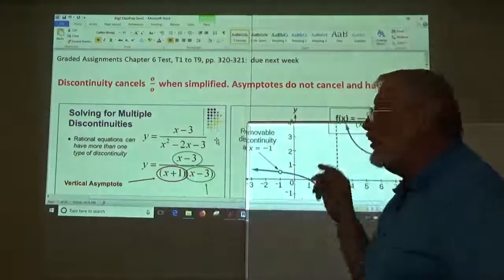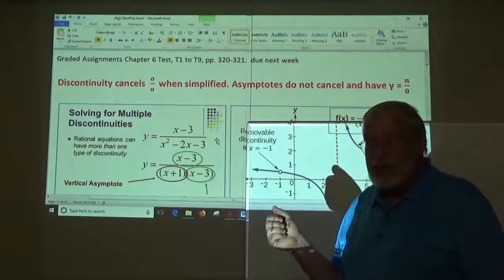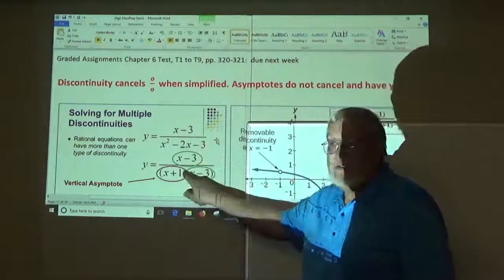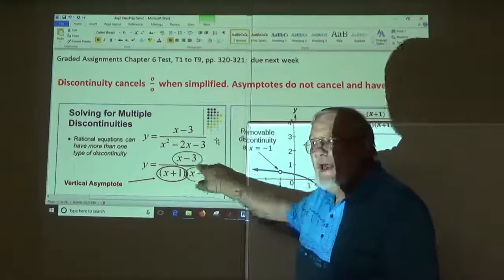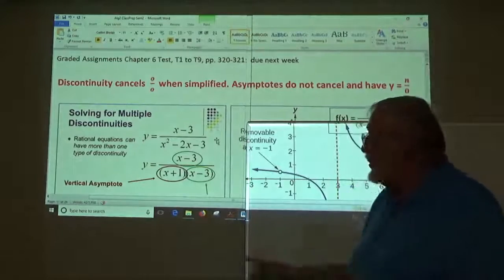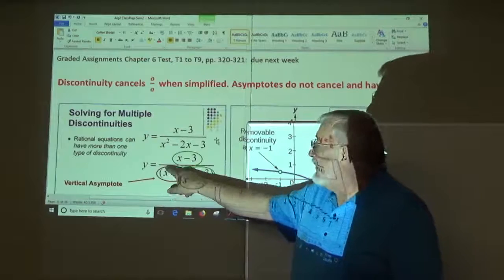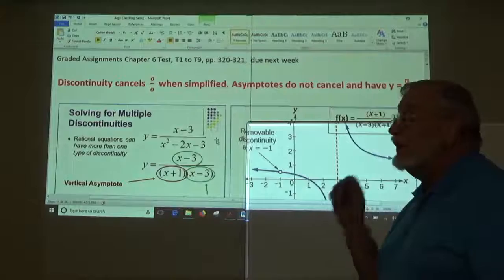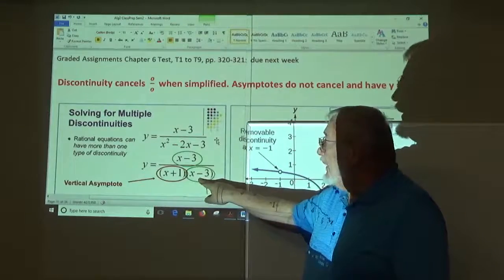Now, we are going to be learning factoring of polynomials. And when we factor this polynomial into these two binomials, these two binomials will end up canceling. And so the actual equation that you're going to be graphing will be 1 over x plus 1. Right? The difficulty is that x could not equal 3.